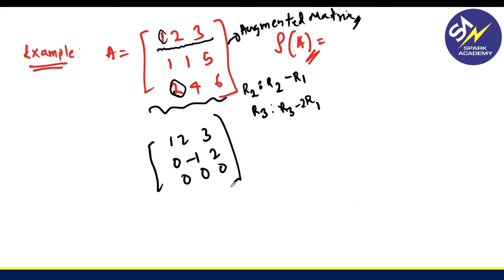Now my row operations are done. I have managed to perform the row operations. Next, what should I do? I have to do column operations. Column operations means what? All columns C1, C2, C3 you have to take.